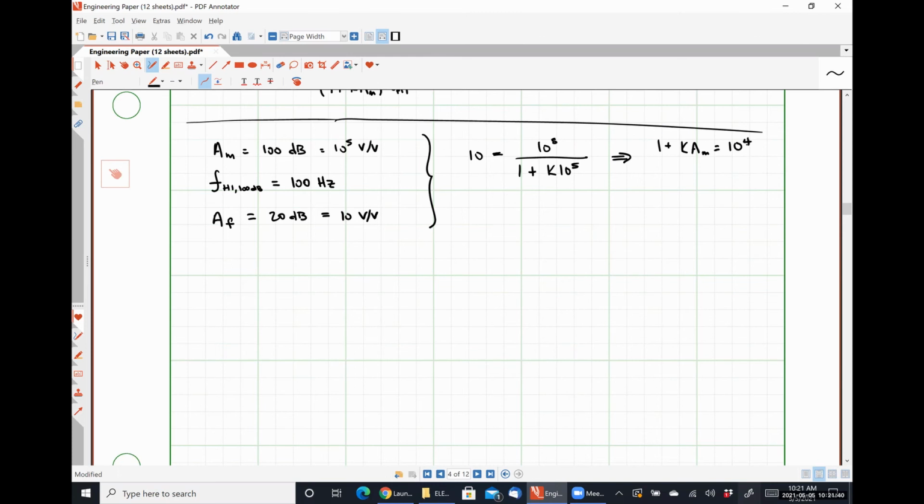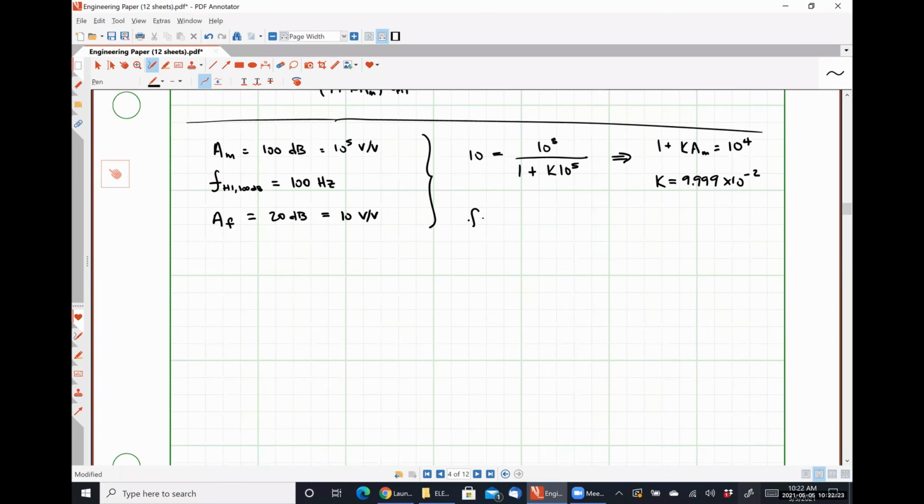And since I know that, I can easily determine my feedback factor K. So it's going to be 9.999 times 10 to the minus 2, right? I know that 10 to the 4 minus 1 is equal to K times 10 to the 5, and then I solve for K. So nothing wild or crazy there. Okay, so we see what our closed loop gain is and all that kind of good stuff. We've reduced it by a factor of 10 to the 4, which means we have extended our bandwidth by a factor of 10 to the 4.